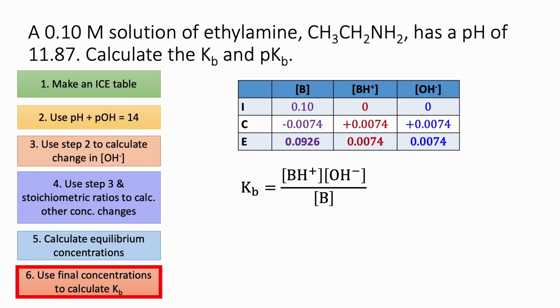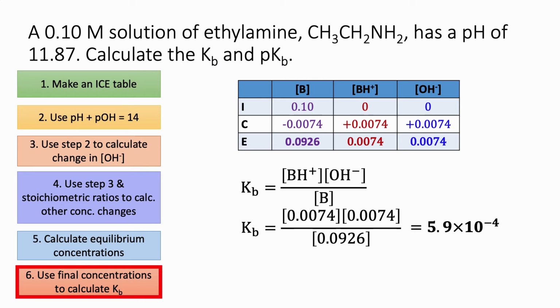So then our last step is to use those concentrations to calculate Kb. And so here is our generic equation for Kb. Let's plug our concentrations into that and whip out our calculator, and we get a Kb value of 5.9 times 10 to the minus 4th. This particular problem also asks for the pKb, so we just use the fact that pKb equals the negative log of Kb, and that gives us a pKb value of 3.23.